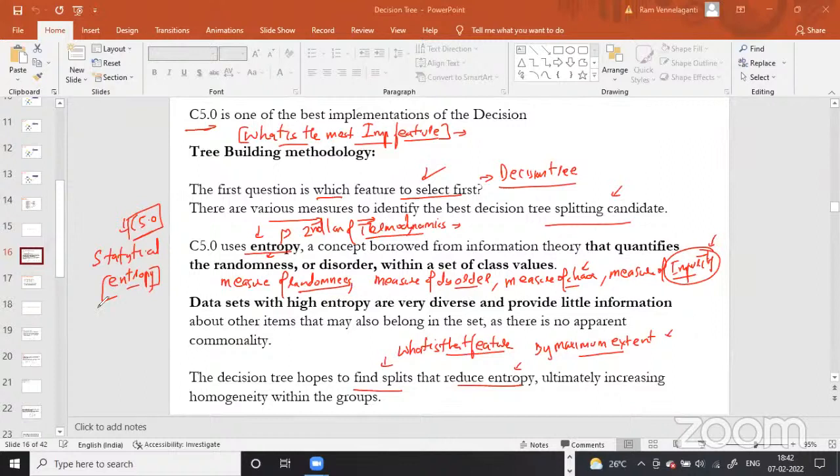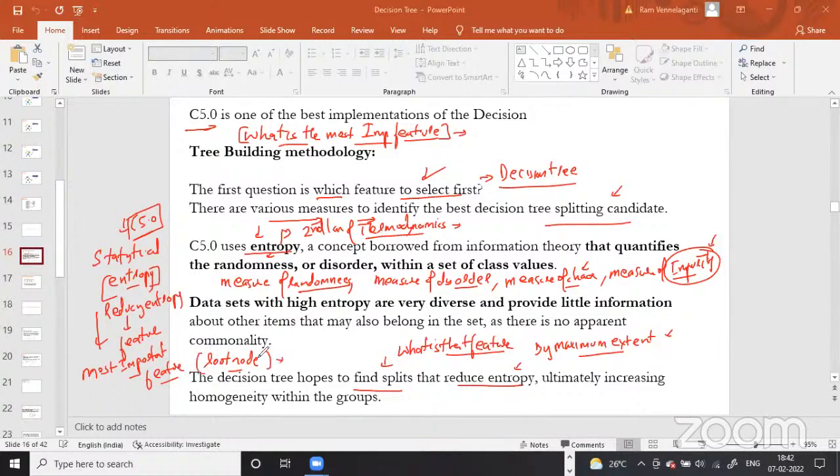So whichever feature is capable of reducing my entropy by maximum extent, I'm going to call that feature the most important feature. That feature is going to become my root node. So write down all these points.